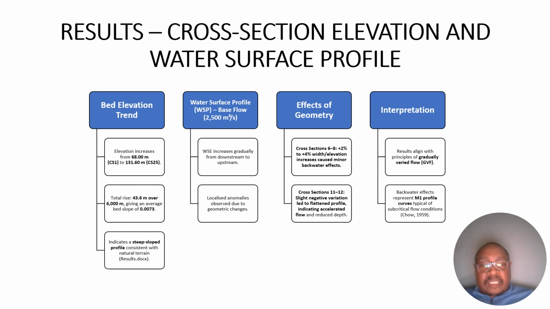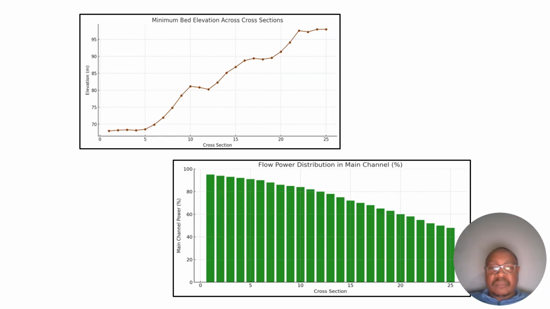And then in terms of the effects of geometry, the cross section, it's between 6 and 8, that's a plus 2 to 4% in terms of the width and the elevation. And then the cross sections between 11 and 12, these are the figures. And then in terms of the interpretation, the results aligned with the principle of gradually varied flow. And then the backwater effects profile from M1 profile, it's also included in the report. And then these are some of the outputs that came from the software.